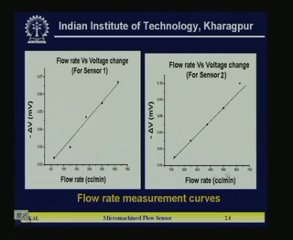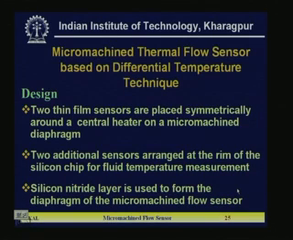Now, the flow rate versus the change of voltage may be the calibration curve, and later on you can use a similar curve and directly from the delta V change you can estimate the flow from the calibration curve. Now, this is the anemometer principle.